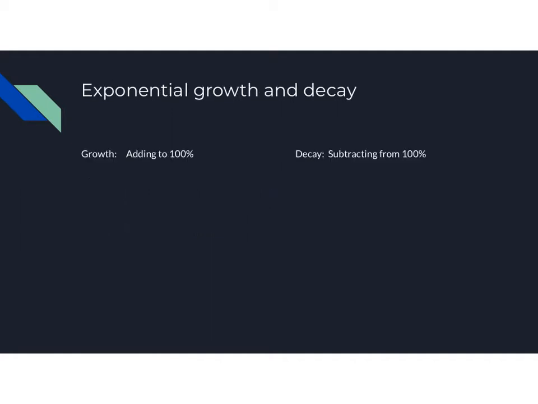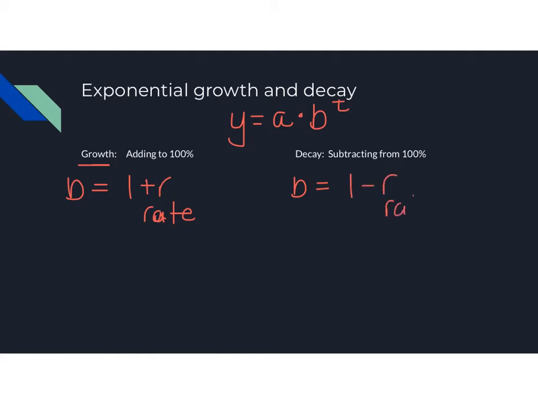As we review exponential growth and decay, let's take into consideration that all exponential functions we'll be dealing with today are in the form y equals a times b to the power of t. When we're determining what b is, it's 1 plus r, which is your rate, if things are exponentially growing. For exponential decay, b is 1 minus r, again where r is your rate. If we think about that function a little differently, we can say y equals a times 1 plus or minus r to the power of t.